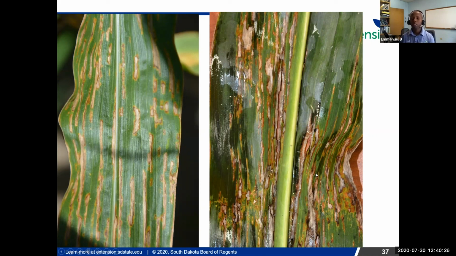Here is a picture on the right where you have advanced symptoms, but again, you still have the wavy margins along these lesions. And then you also have that kind of wet look or a water soaking in those lesions. So again, it's pretty clear that you can tell the bacterial leaf streak in corn from aggressive spot.